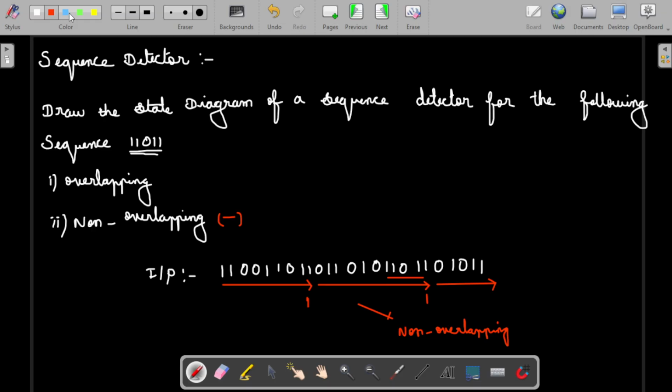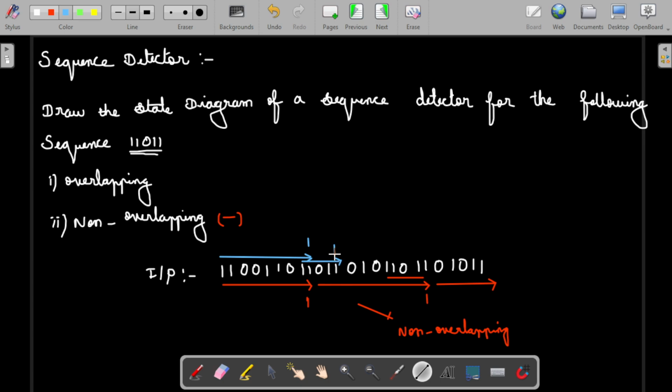Let us now take blue color to find the overlapping sequence. Same as before, we start from here, and up to here we get the first sequence. At this point the output will be 1. But here we won't start from the next bit; even from the subset we start again here. Here we can see we have detected another sequence, so the output will be 1 again, because this is overlapping.